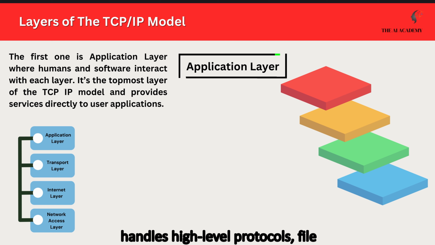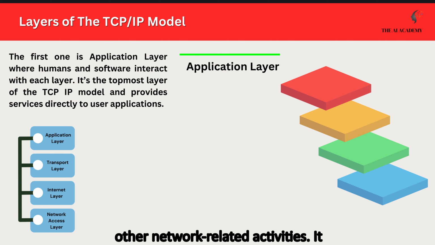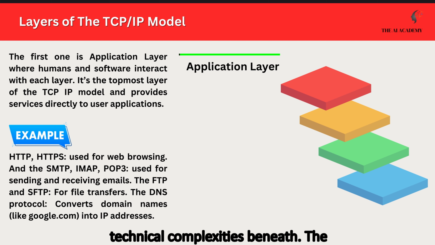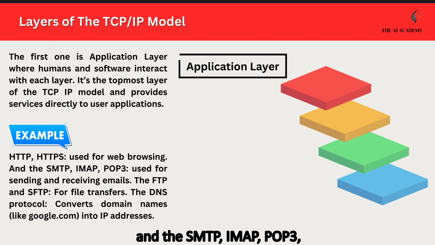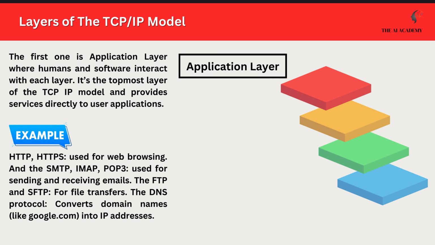This layer handles high-level protocols, file transfers, web browsing, email, and other network-related activities. It allows users to communicate with the network without worrying about the technical complexities beneath. The examples of protocols are HTTP, HTTPS, used for web browsing, and SMTP, IMAP, POP3, used for sending and receiving emails. The FTP and SFTP, for file transfers.